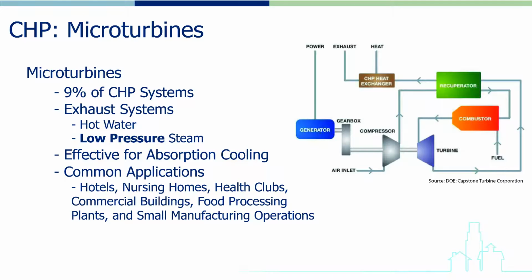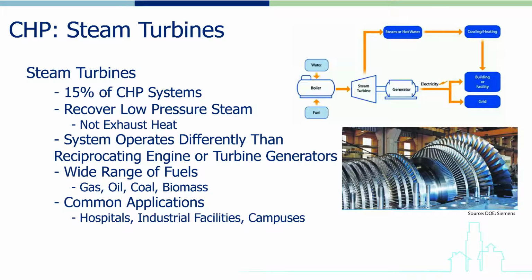operations. Steam turbines are currently used to power roughly 15% of CHP systems in the U.S. As can be seen in the diagram, CHP systems that use steam turbines are configured differently than systems that use reciprocating engines or combustion-driven turbines. Instead of recovering waste heat from burnt fuel exhaust, steam systems recover low-pressure steam. Once recovered, this low-pressure steam is available to satisfy on-site thermal needs.